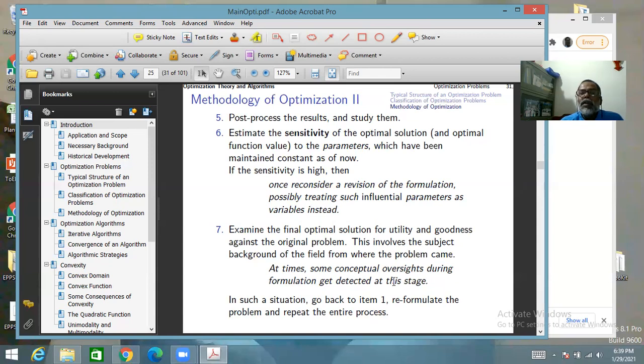So if something like that happens, then go back to item 1, reformulate the problem and repeat the entire process. This is the entire methodology that you will be following if you apply optimization in some of your work, in academia or in industry, anywhere.